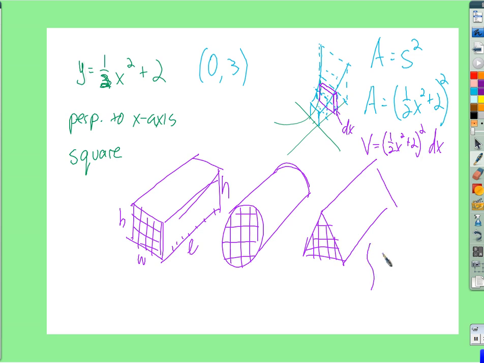So the definite integral from 0 to 3 of (1/2 x squared plus 2) squared. Figure that out, and you've got the volume of that shape. We're going to use the same approach for any solid, because the thing about these solids is that they have a prescribed shape of the cross section. The cross sections might look like squares, or circles, or triangles, or anything. If we have a way of finding the area of that cross section, all we have to do is take the area times dx, take the definite integral from whatever to whatever, and there you go.